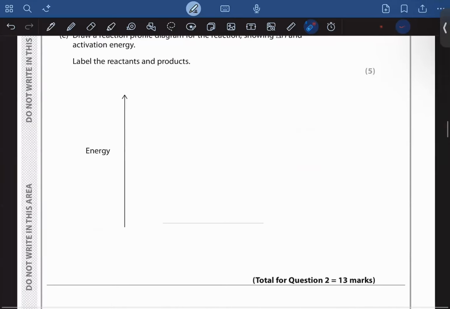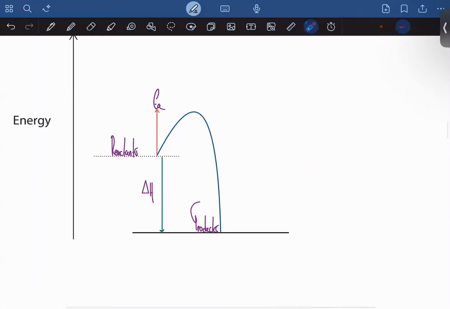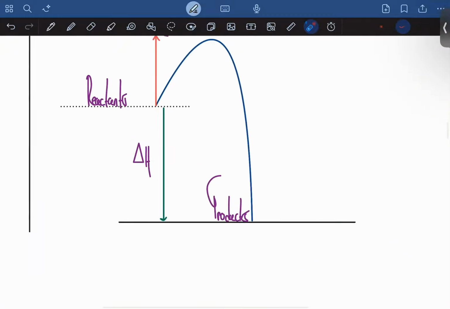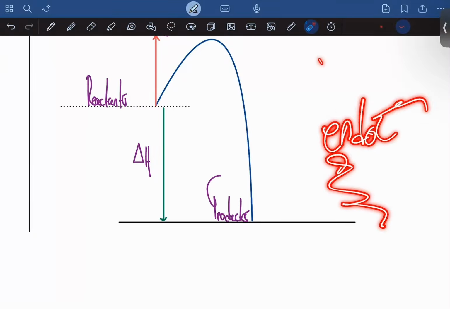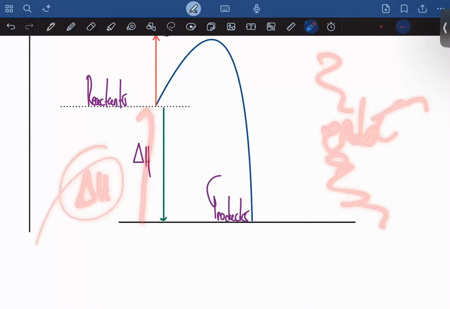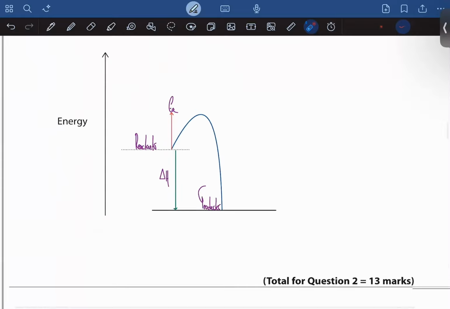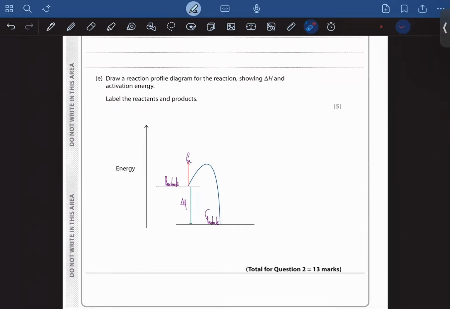So if we do it, it would look something like this. This to this is our activation energy. You have your reactants, you have your products in the below part, and this is delta H. Now, for an endothermic reaction, which means that heat goes into something, the delta H would look something like this, delta H. So yeah, that brings us to the end of question 2. Moving on to question number 3.